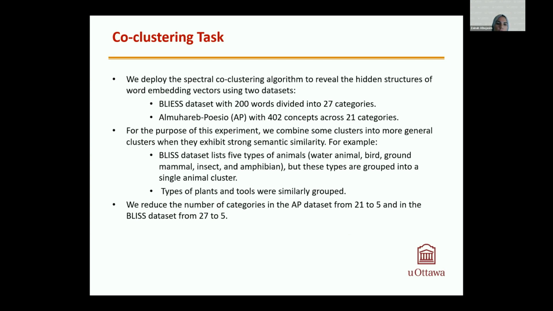For the purpose of our experiment, we combine some of these clusters because in the original dataset, they are very fine grained. For example, we have several types of animals. We combine these into one type, animal. So in the original dataset, we have water animal, bird, ground animal, insect, and amphibian. That's very hard to interpret because they have very strong semantics. So we combine them into one cluster. Also, we did the same thing with planets and with tools. And we ended up with 5 clusters for each dataset.